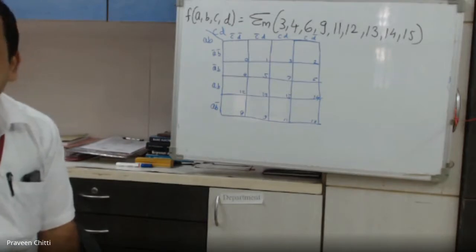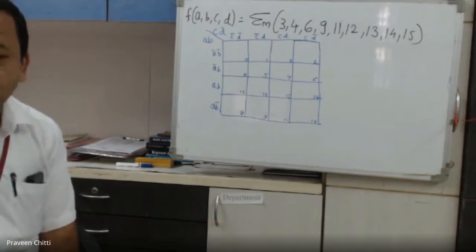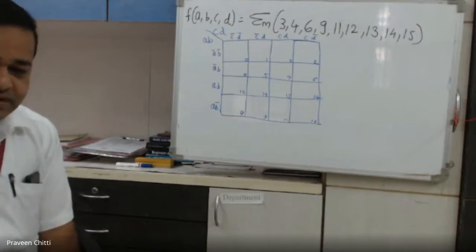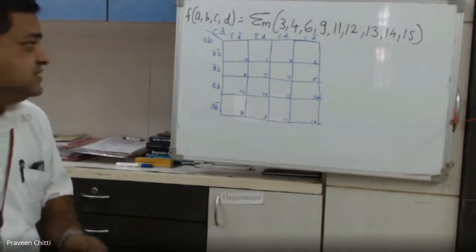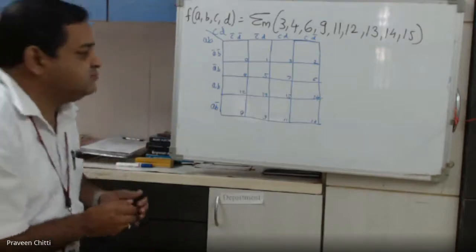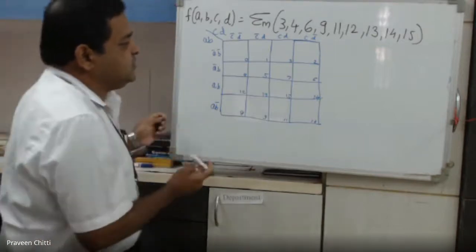The given expression is in canonical SOP form. So all are what? Min terms. Corresponding to those min terms, enter 1, and the remaining you enter 0. So where all should I enter 1? Where should I enter 1?